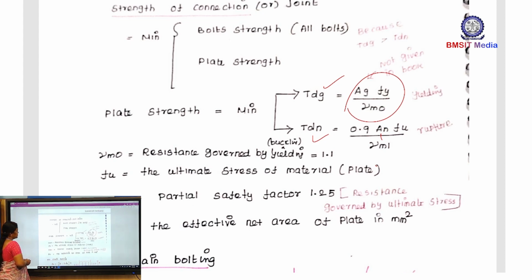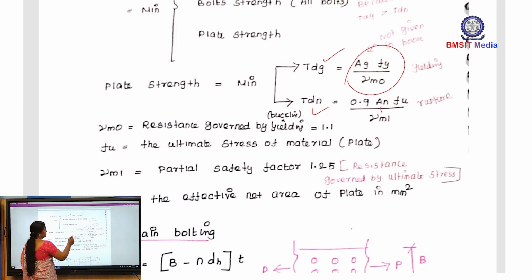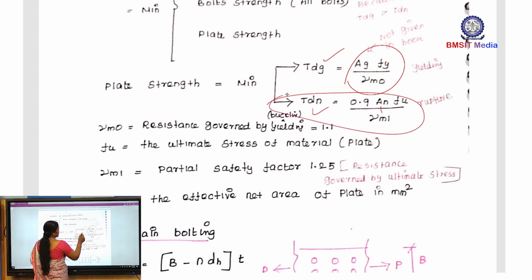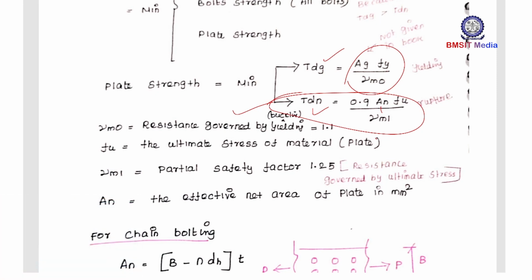So, some textbooks consider only this one, because we can always get the minimum value from it compared to the cross section. So, we can consider only this value, no need to calculate TDG. If we calculate it also, no problem. Okay. So, now what is the gamma m naught?